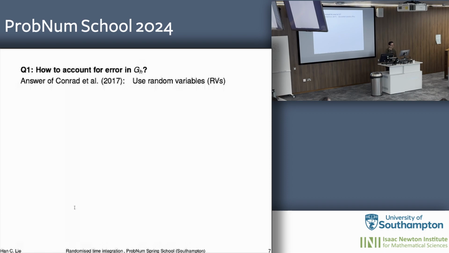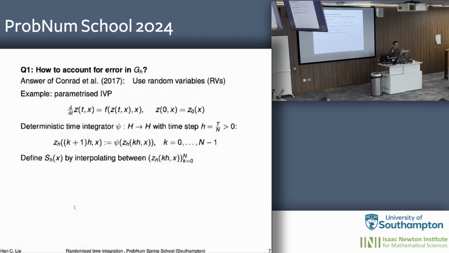So the answer of Conrad et al., which is, for me, really how I got into PN, and it's an old paper, but it's a really nice paper, is to use random variables, right? So there's this foundational model. If you don't know what the outcome of a coin toss or a random experiment is, model it using a random variable. And so here's the parameterized IVP that we had before.